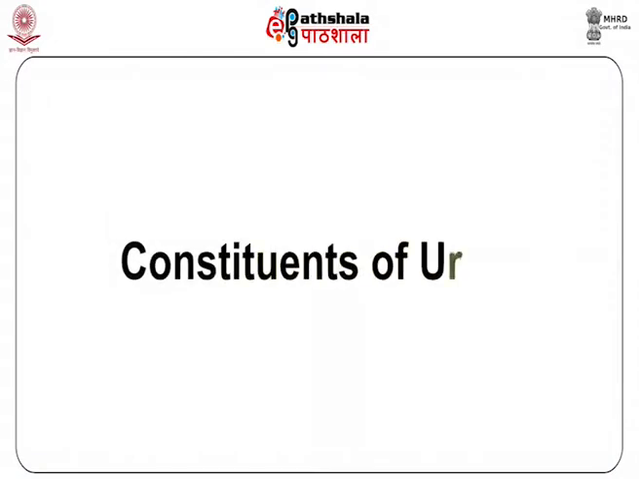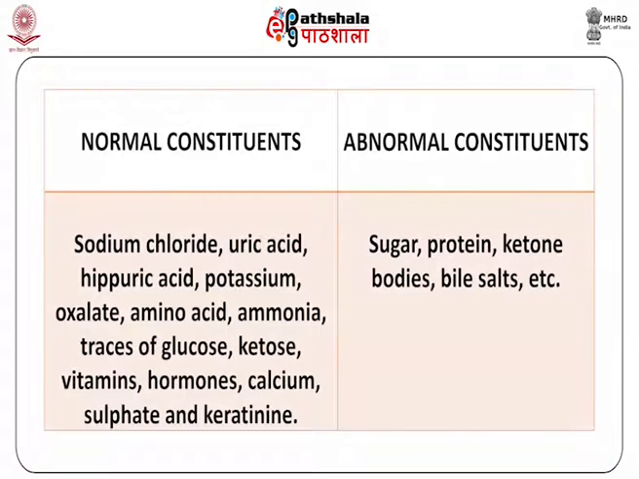The constituents of urine. The normal constituents of urine comprise sodium chloride, uric acid, hippuric acid, potassium, oxalate, amino acid, ammonia, traces of glucose, ketones, vitamins, hormones, calcium sulfate and creatinine, whereas the abnormal constituents will include sugars, proteins, ketone bodies, bile salts and so on.